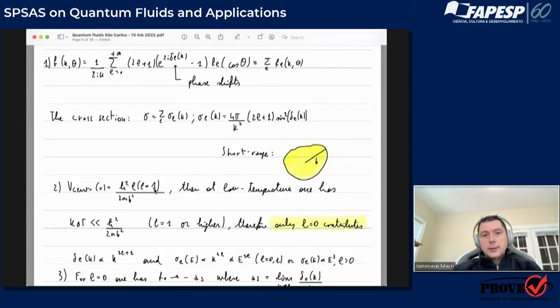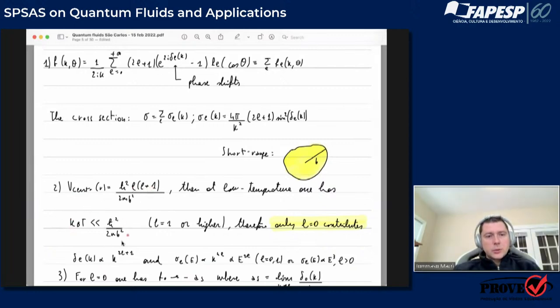So you might expect that at very low temperature, so the temperature scale k_B T, much smaller than the lowest value of the centrifugal barrier, where b here is just the range of the potential. Here there should also be a factor of 2 for L equal 1, because you see 1 times (1 plus 1) is 2.